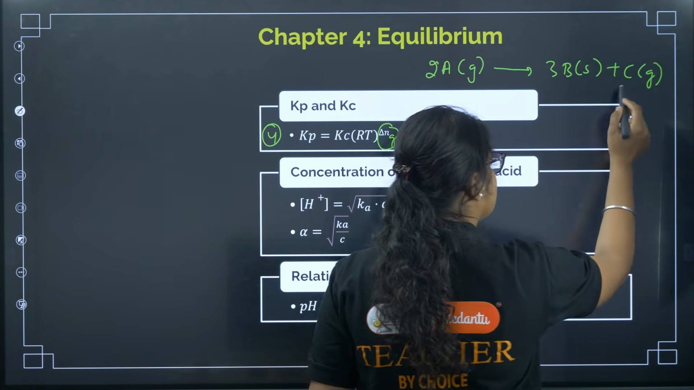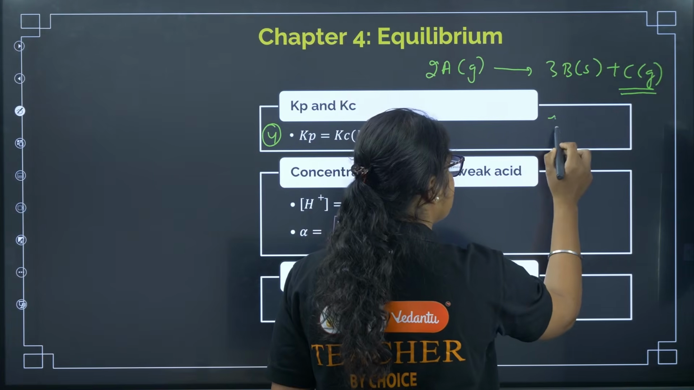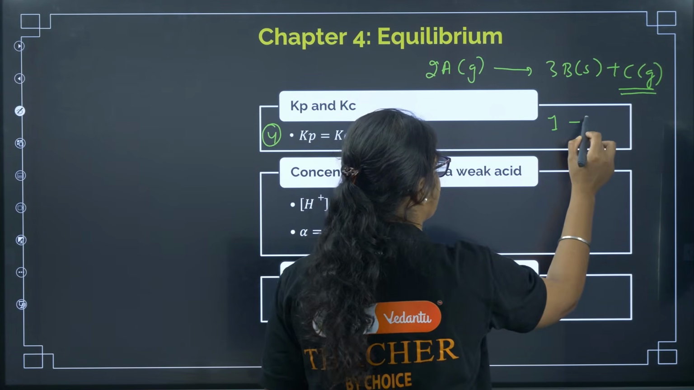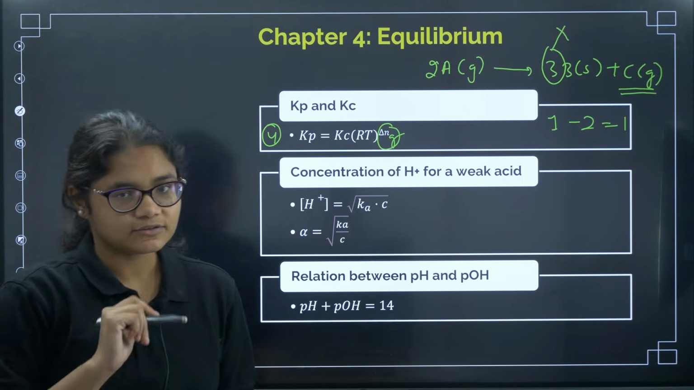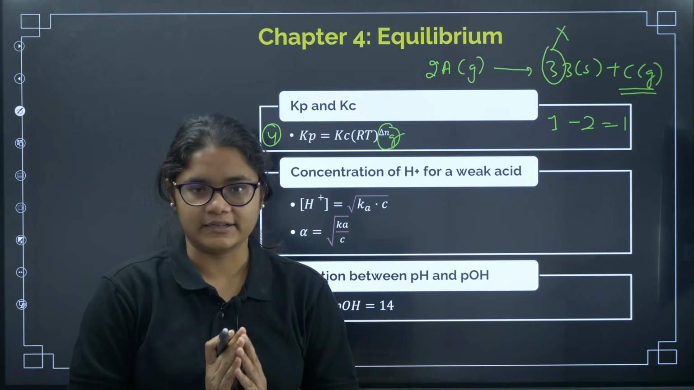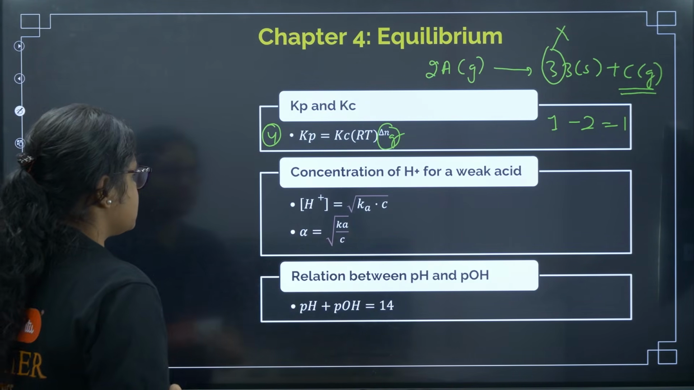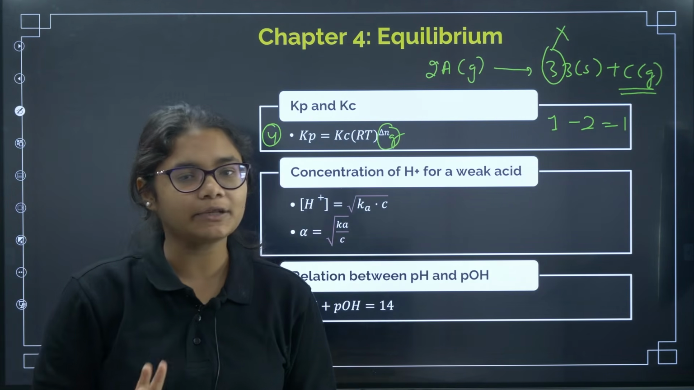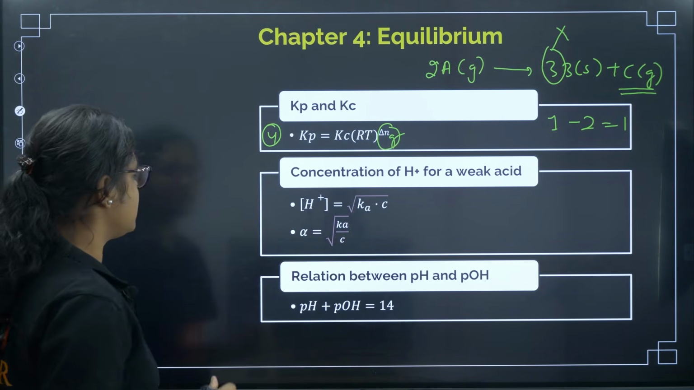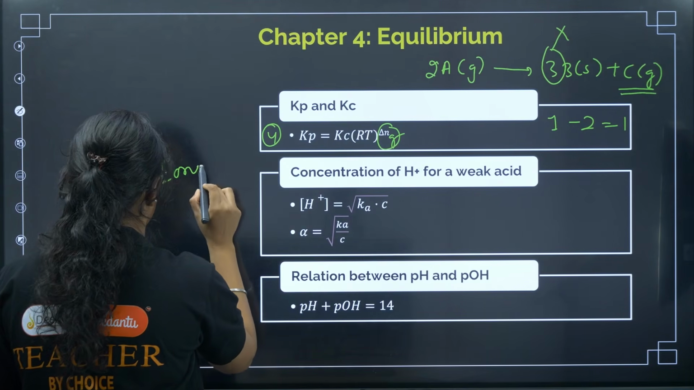Are you getting what I am saying here? On the product side we have 1 mole and on the reactant side we have 2 moles. Only gas I will consider, this one is not considered since it is a solid. So like that we have to calculate the delta Ng value. Okay, so these are the 4 formulas from your chemical equilibrium topic. From here the formulas that start are for your ionic equilibrium.